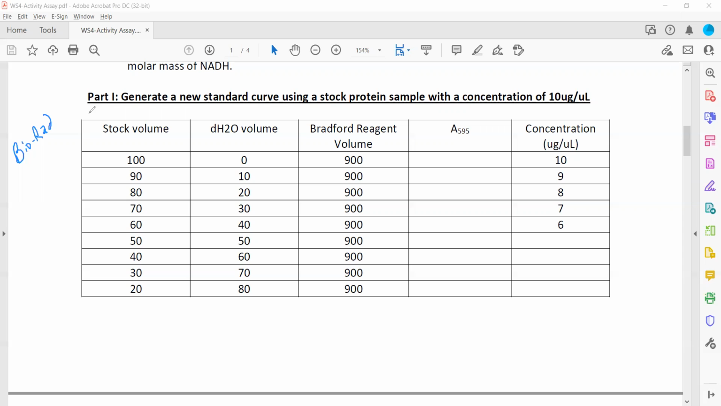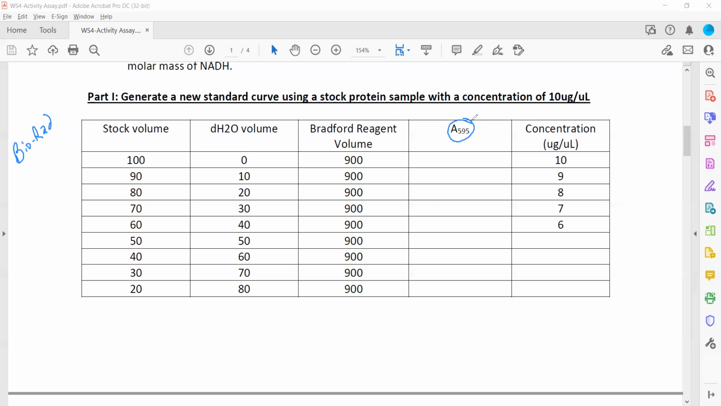Because we're measuring 2 different wavelengths. For this part 1, we're measuring absorbance at 595 nanometers, which is in the visible light spectrum. Later on, we're going to be measuring absorbance at 340 nanometers, which is in the UV spectrum.